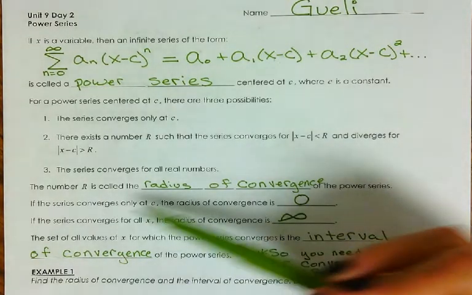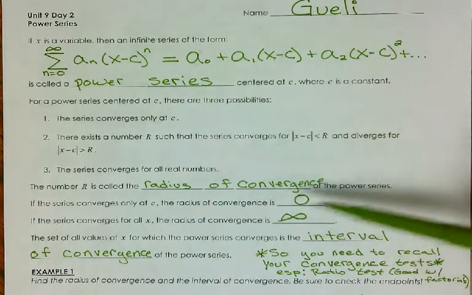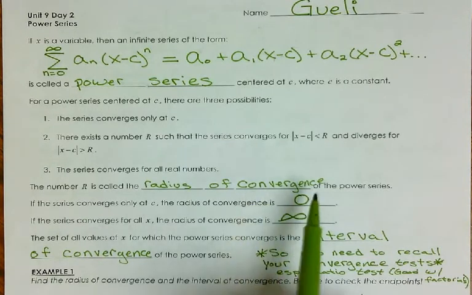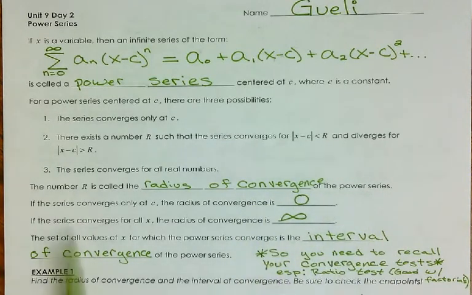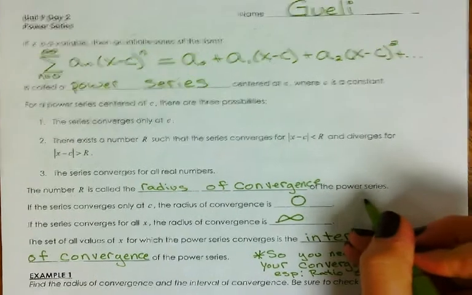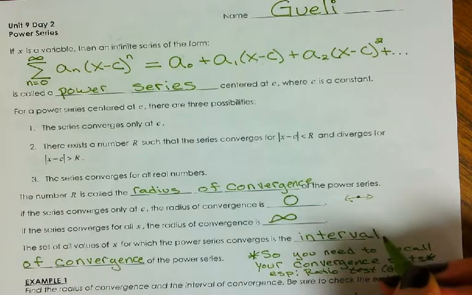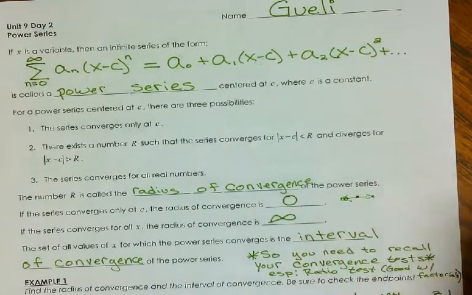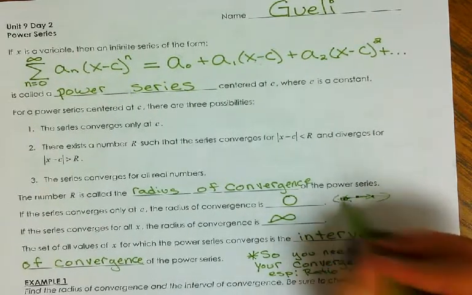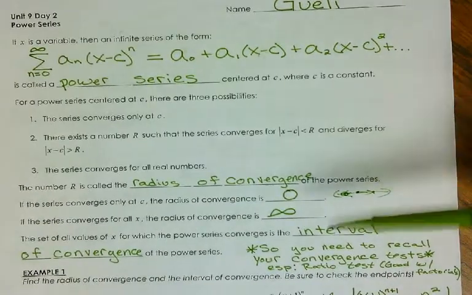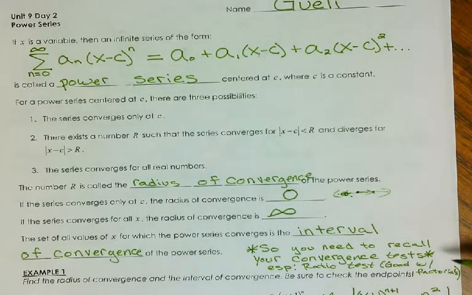So if the series converges only at C, if it only converges at the center, then the radius of convergence is 0, meaning you only converge at that one point and you don't converge anywhere on either side of it. And if it converges for all of x, then the radius of convergence is infinity. So think of it, if this is your center, you could either converge at the center, you can converge for some radius, right, maybe from there to there, or if it converges for all numbers, then your radius of convergence is infinity. Okay?